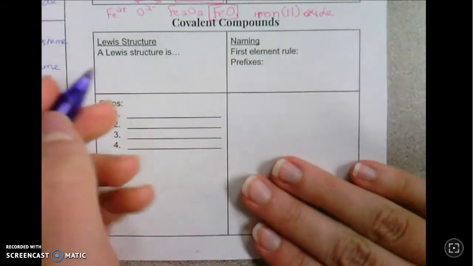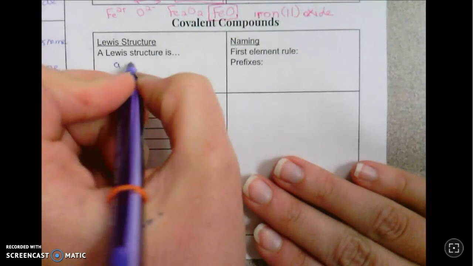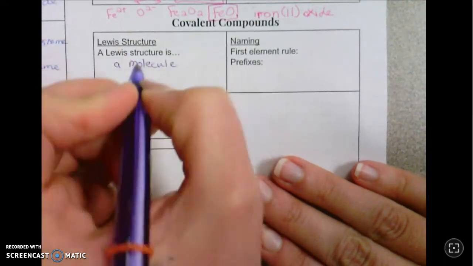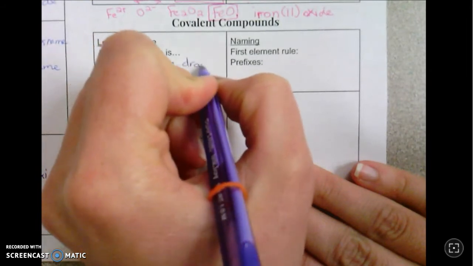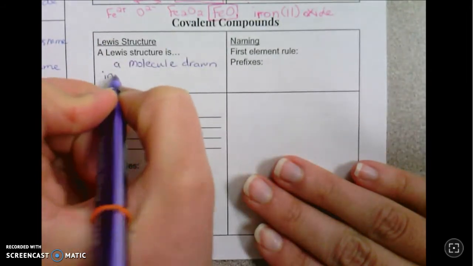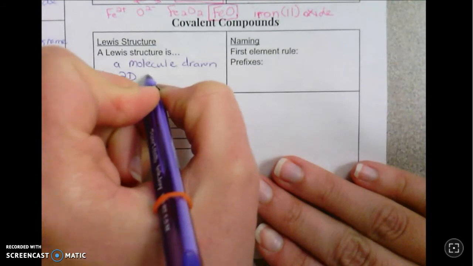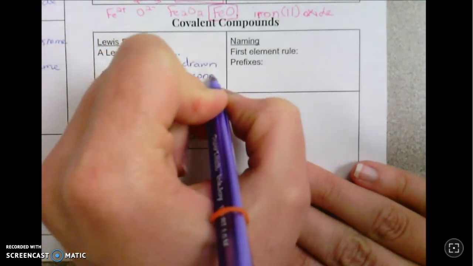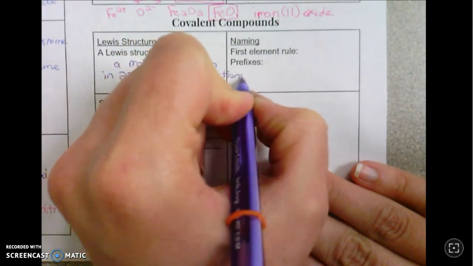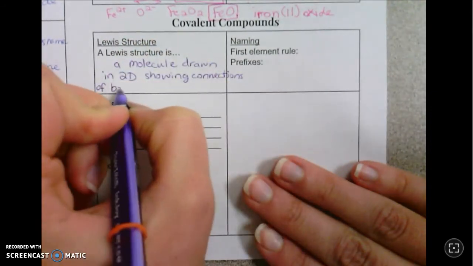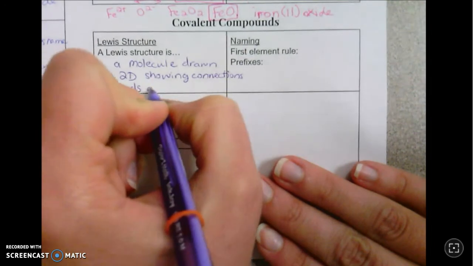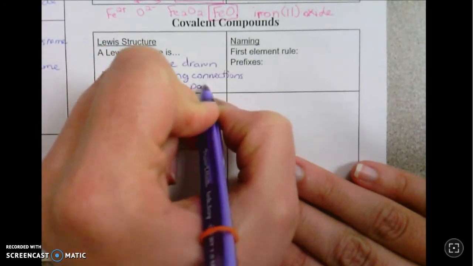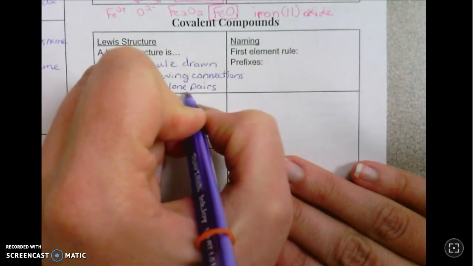So a Lewis structure is a molecule drawn in 2 dimensions showing connections of bonds and lone pairs of electrons.